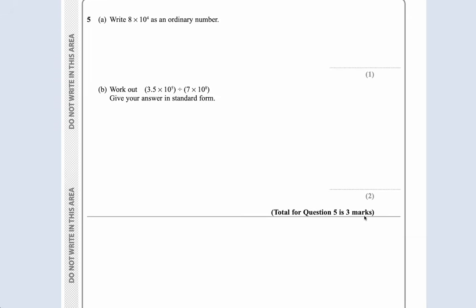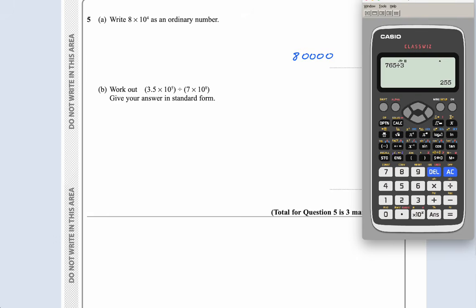Okay, Question 5. Write this as an ordinary number. So 8 times 10 to the power 4. This is standard form, guys, scientific notation. This is just 80,000, because 10 to the power 4 is 10,000, so it's 8 times 10,000. Now guys, on your calculator, you can literally write 8 times 10 to the power 4, like this, and it actually just gives it to you.